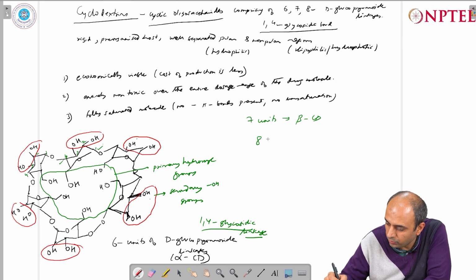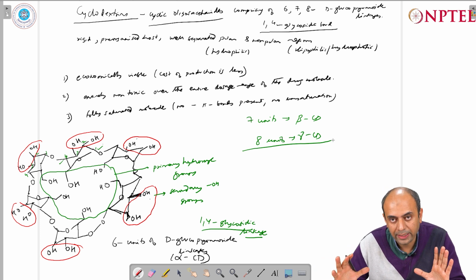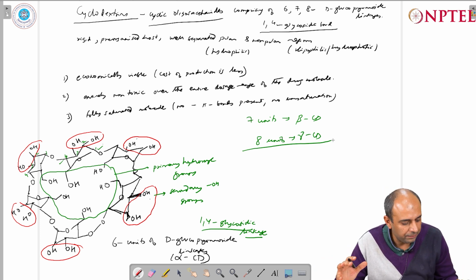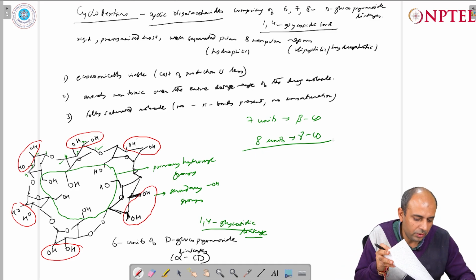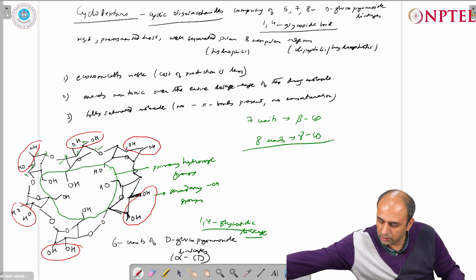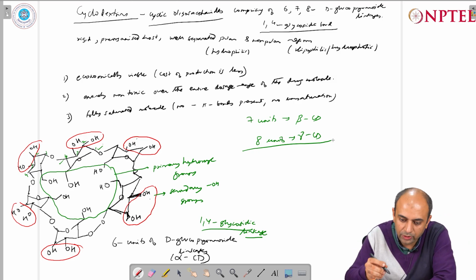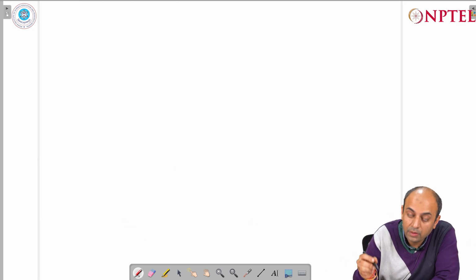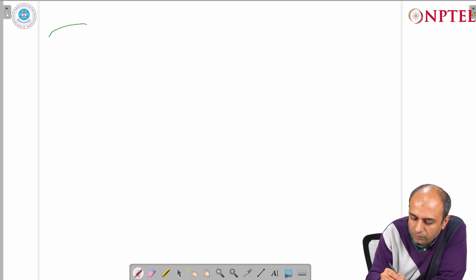and when the number of units increases to 8, it is referred to as gamma cyclodextrin. So we have 3 independent cyclodextrins, alpha, beta, and gamma, and it is important to realize how they look essentially. So we can represent cyclodextrins in a way similar to that of calixarenes. We can represent them as follows.